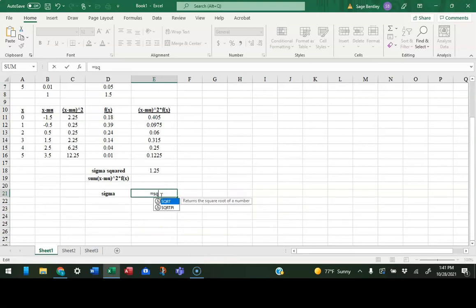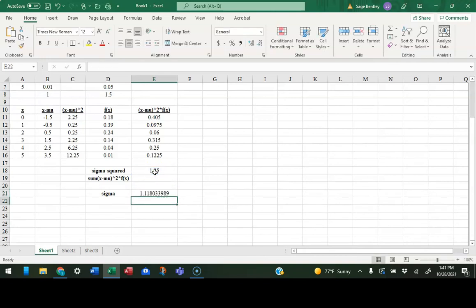So this is going to be Q. Square root. SQRT is what I'm looking for. Of what? I want the square root of that in that column. Hit enter and I get 1.11803. Okay, so what that means is the standard deviation is going to be a little bit more than 1 car. So what does that mean?